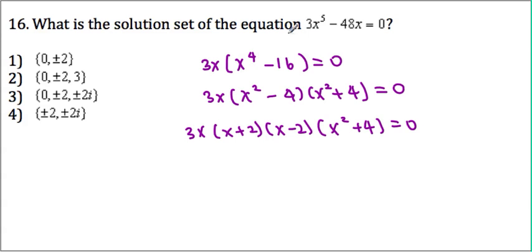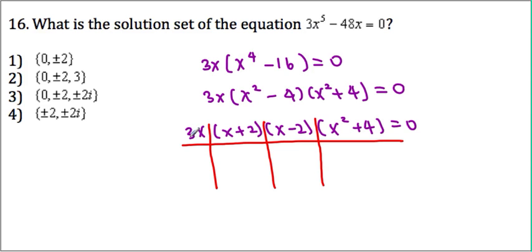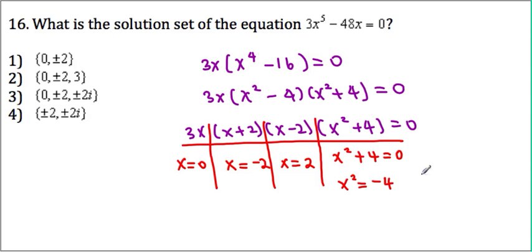Now, let us see if we can get the values of x here. Here, 3x can be equal to 0 only if x equals 0. Here, x plus 2 will be equal to 0 if x equals negative 2. Here, x equals positive 2. But here, x squared plus 4 has to be equal to 0. That means x squared has to be equal to negative 4 by subtracting 4 from both sides.